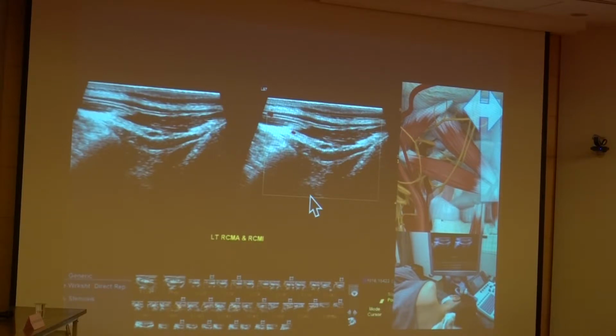If you're seeing the rectus capitis posterior major from your C2 spinous process without seeing the obliquus capitis inferior, this is where you are going to see your rectus capitis posterior minor. If you're seeing the obliquus capitis inferior, you're not going to see the minor at that level.